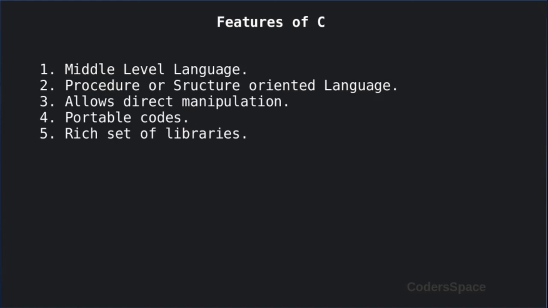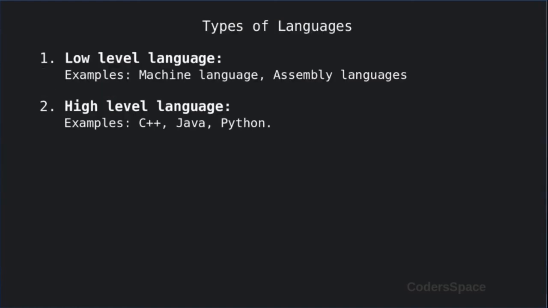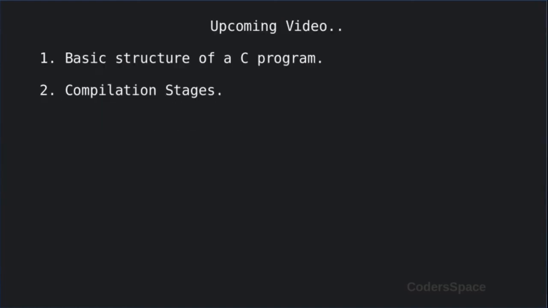And the next feature is that C has a very rich set of libraries, and these libraries contain some predefined functions. So the user can make use of those predefined functions to write their code. Instead of developing their own code, they can go for using the predefined functions. So C has a very rich set of libraries. So this was all about the features of the C language. I hope you have understood.